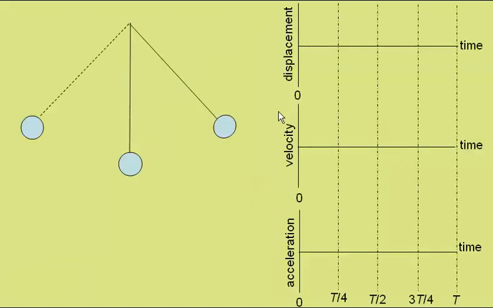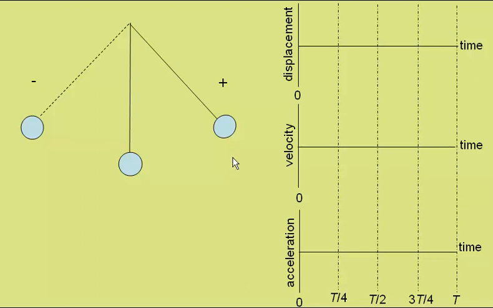I'm now going to look at graphs of displacement, velocity, and acceleration against time for this pendulum. I've marked out the start time here at 0, time period over 4, half the time period, 3/4 the time period, and after one complete oscillation. These relate to the end positions and the equilibrium position of the pendulum as shown. I'll take the right hand side as positive and the left hand side as negative.